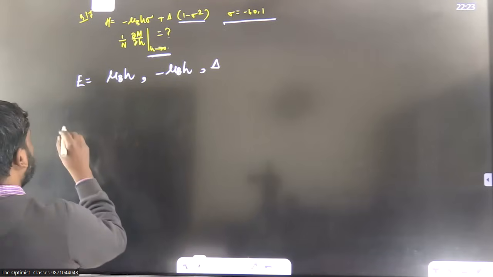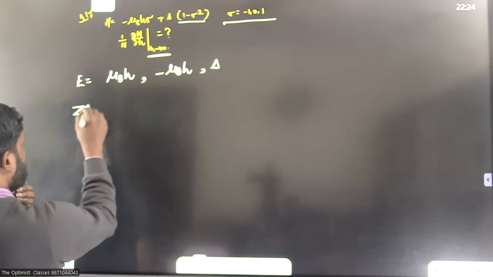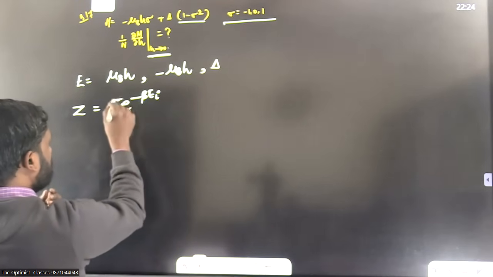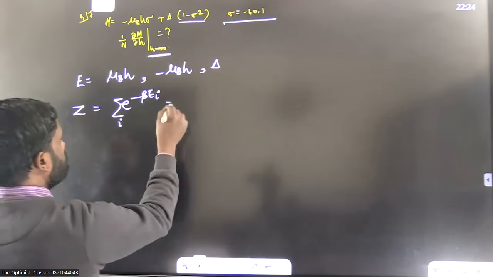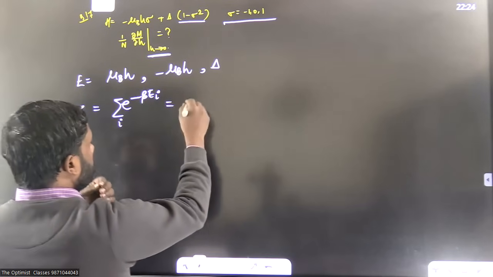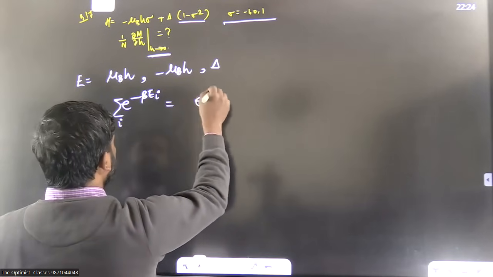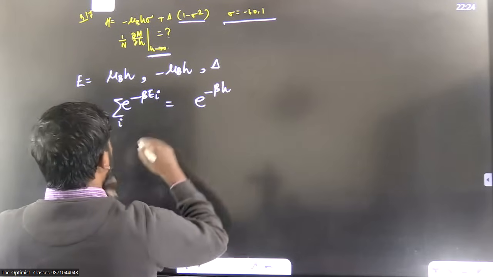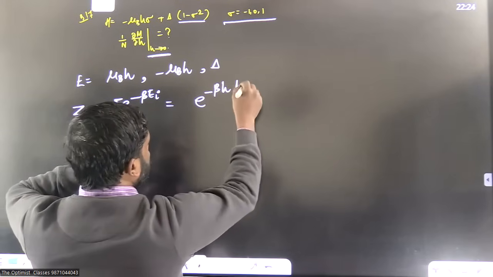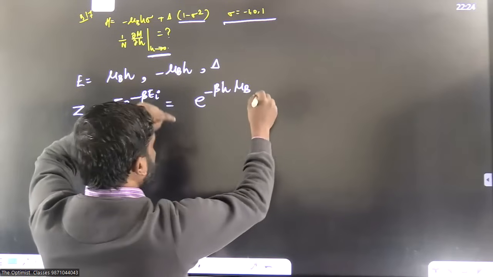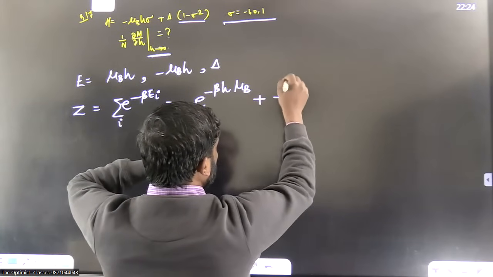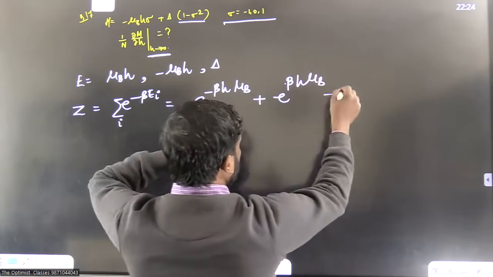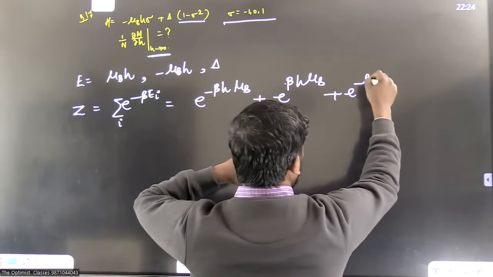Okay, so therefore, if we write the partition function, we get e to the power minus beta E_i, with summation over i. Okay, so different energies we'll put here. So we'll get e to the power minus beta h mu_B when you put this one, and when you put this one, you will get e to the power plus beta h mu_B. And when you put this one, you get e to the power minus beta delta.